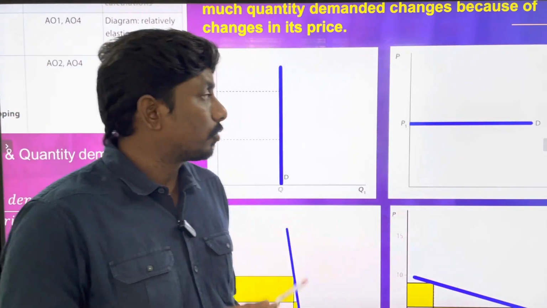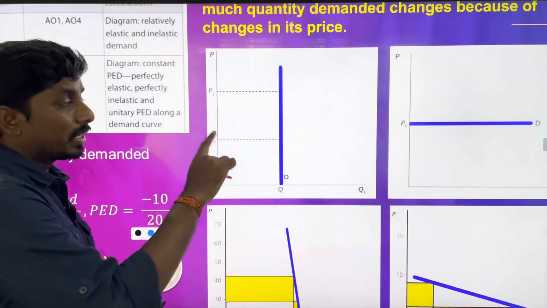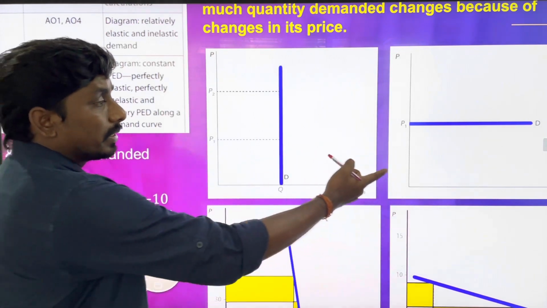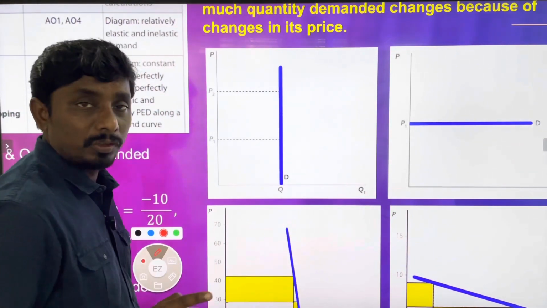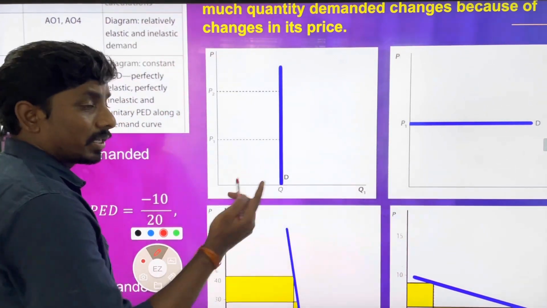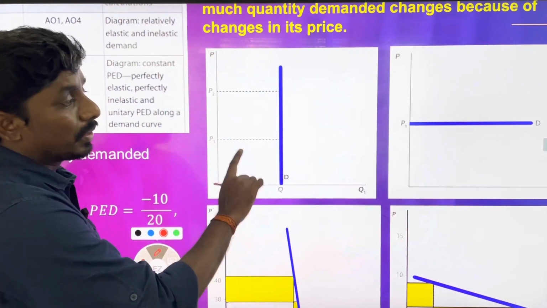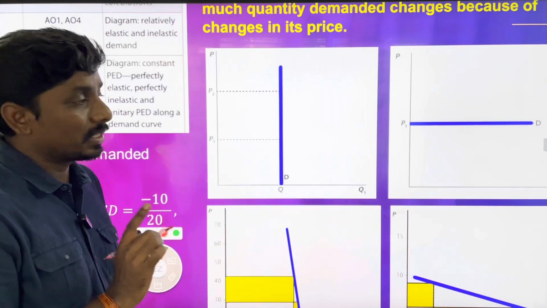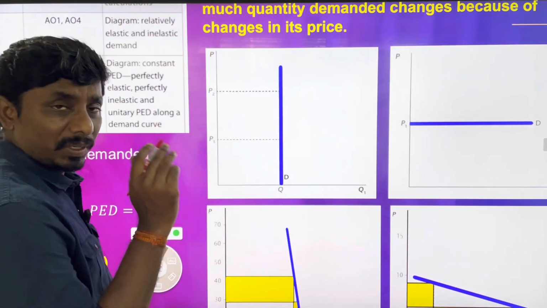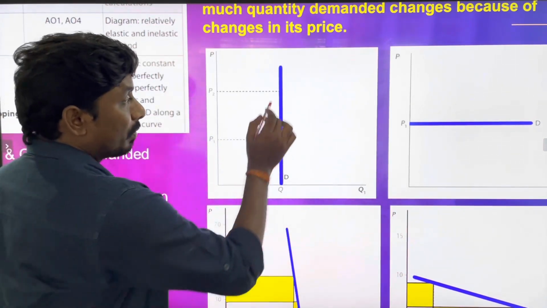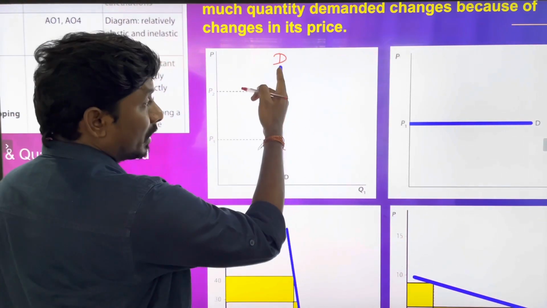Hello everyone. So in this part we are going to discuss the diagrams for perfectly elastic, perfectly inelastic, and also unitary elastic, and what the ranges of values are for the perfectly elastic, perfectly inelastic and unitary elastic demand curves. See, a perfectly inelastic demand curve will be a vertical demand curve.